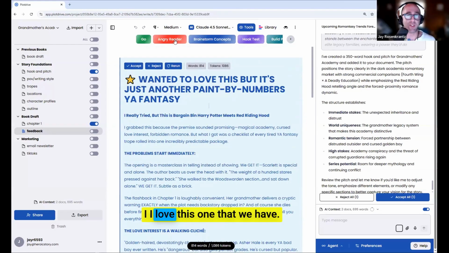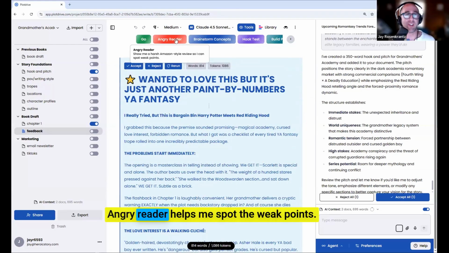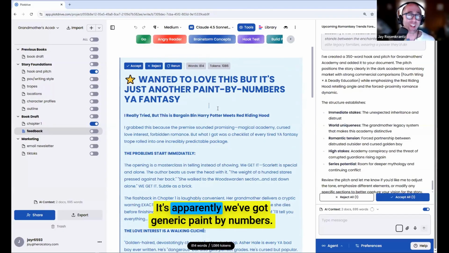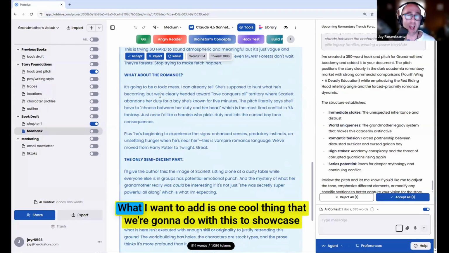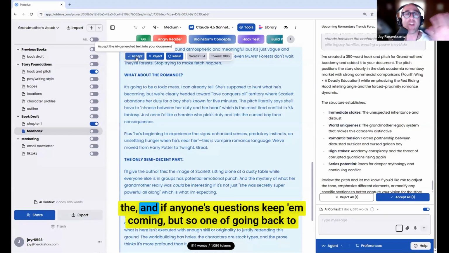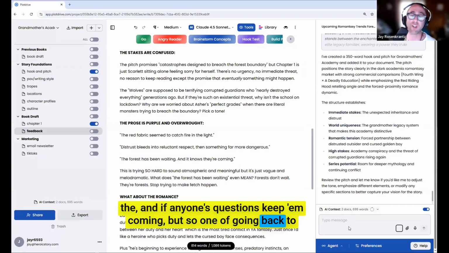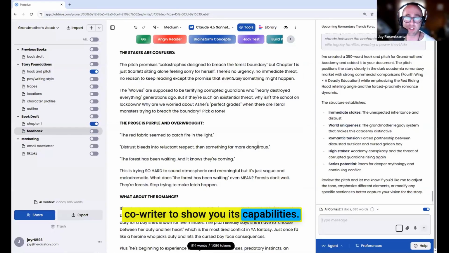Absolutely. I love this one that we have, Angry Reader. It helps me spot the weak points. Apparently we've got generic, paint-by-numbers YA fantasy. Surprise. What I want to add is one cool thing that we're going to do with this to showcase the end. And if anyone has questions, keep them coming. But going back to Co-writer to show you its capabilities.